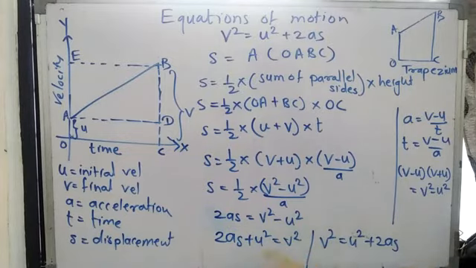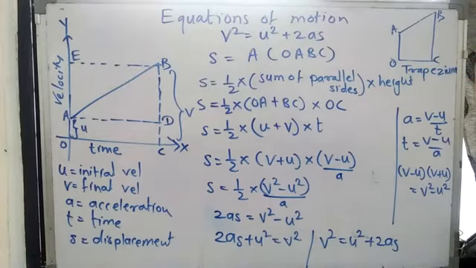Means if we write it properly, arrange it properly, we get the third equation of motion. V square is equal to u square plus 2as. Okay, so this is the third equation of motion. V square is equal to u square plus 2as. And graphically it is represented by taking these OABC as a trapezium.